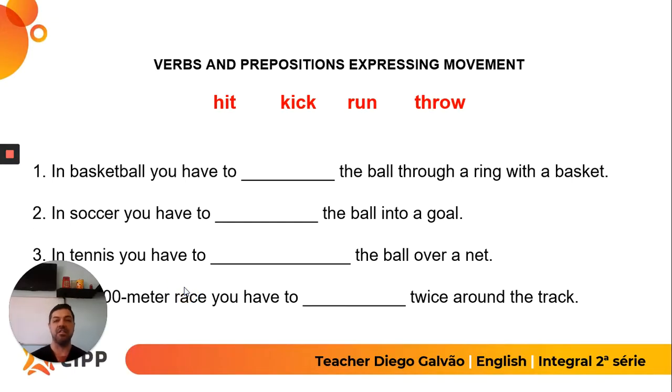Verbs and prepositions in movement. Just as an example, I wrote here 4 sentences with verbs that represent sports, verbs that are commonly used in sports. And these verbs will be very important for you to understand how we match the verb and the prepositions together. Yeah? We have the verb hit, the verb kick, the verb run, and the verb throw.